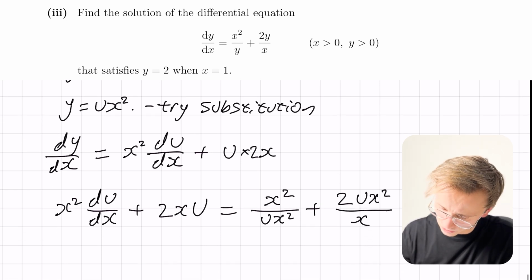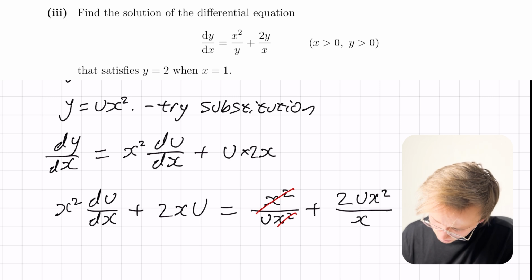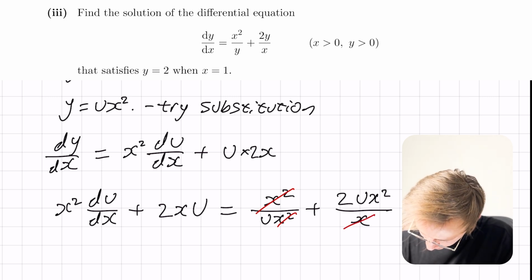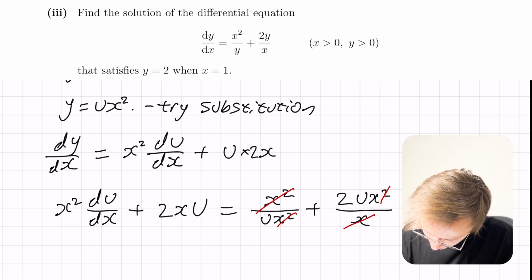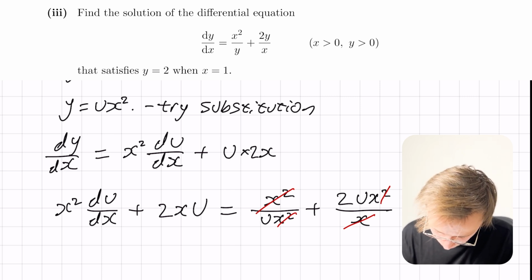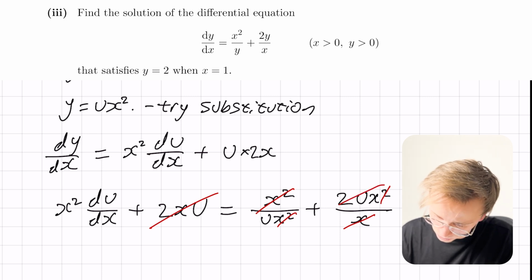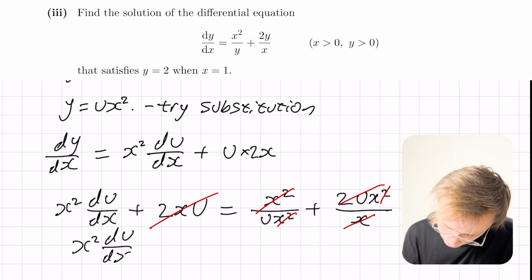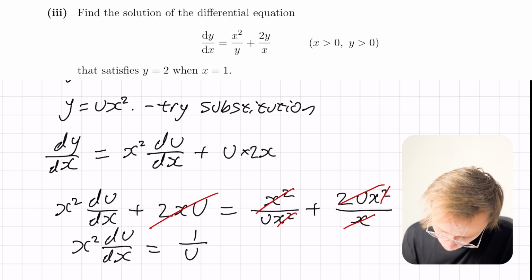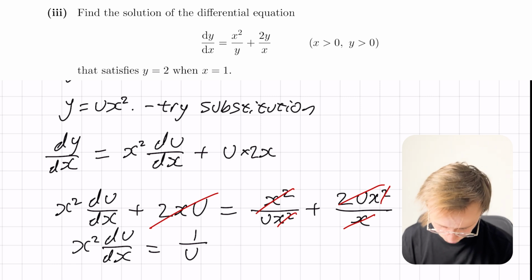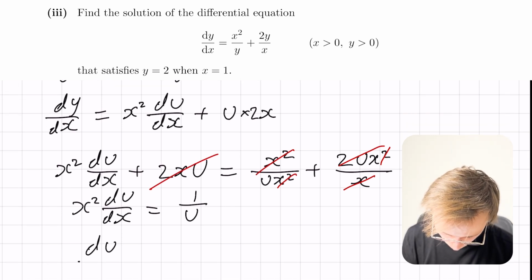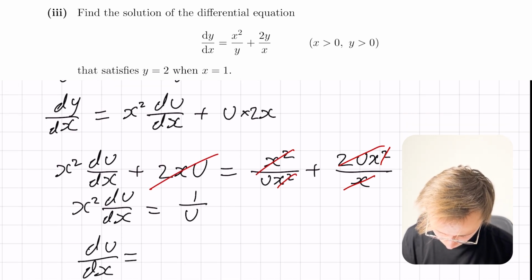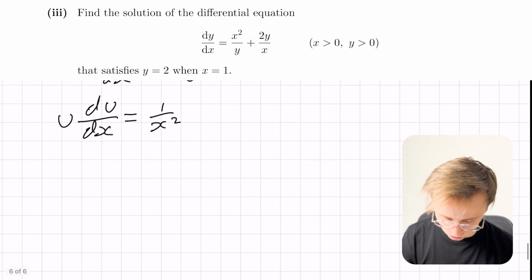Okay, so neatening this up, you can already see this cancels with this, makes it a little bit easier. This cancels with this, and ooh, yeah, them two cancel, perfect. So this cancels with this as a whole. So I'm left with the equation x squared du by dx equals 1 over u. Oh, so much easier now. Okay, so I'm left with u du by dx equals 1 over x squared. And then integrating this should be pretty easy.